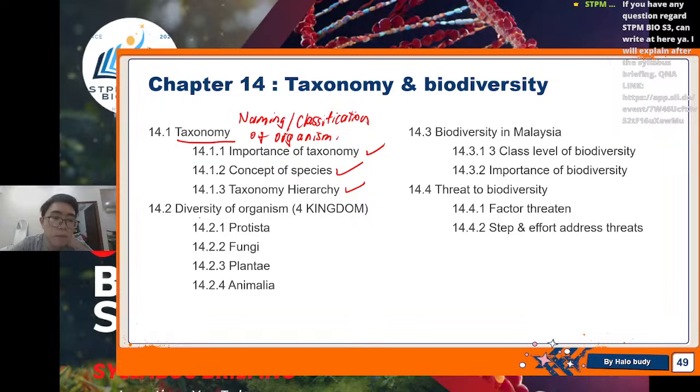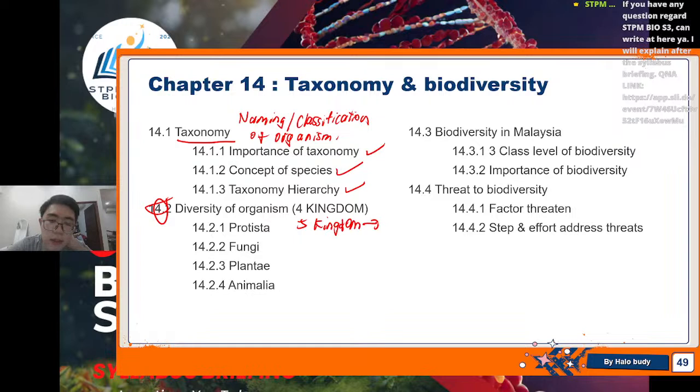And then the next topic is about the diversity of organisms. This is the most important topic in this chapter and the longest content in this chapter. In our syllabus, for the diversity of organisms, we learn the 4 kingdom system. Actually, in general we have 5 kingdoms.